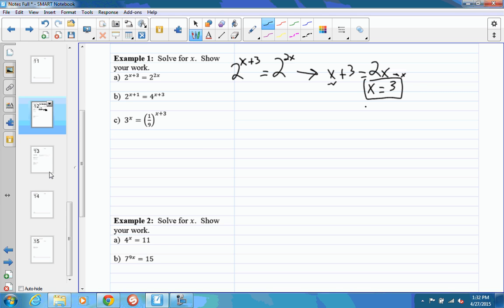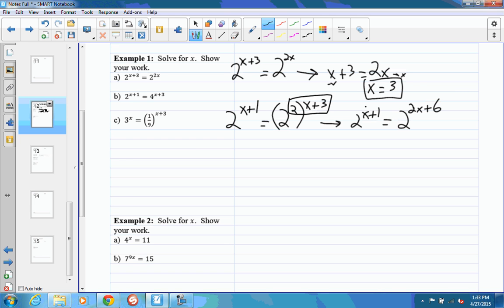However, can I make a 4 look like a 2? What is 4 in terms of 2? 2 times 2, 2 squared. So what if I rewrite this? I've got 2 to the x plus 1, and I want a 2 squared to the x plus 3. That still isn't just 2, it's 2 squared. But what do I do with an exponent raised to an exponent? I multiply. So do I need to distribute that 2? Yeah. So this is really 2 to the x plus 1 equals 2 to the 2x plus 6.